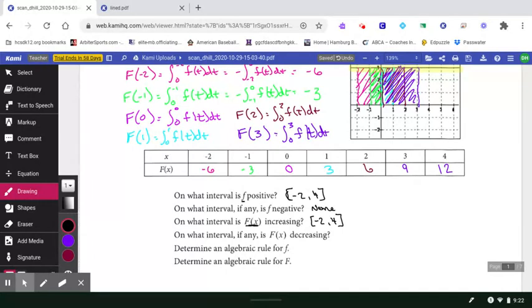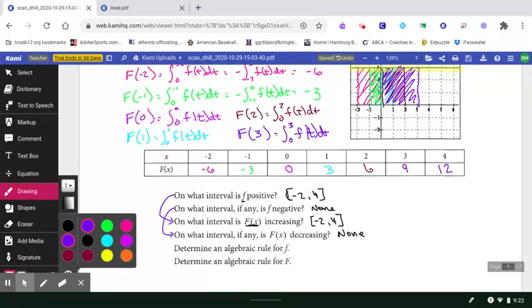Okay, on what intervals is capital F decreasing? We'll say none. And now I think you can start to see the correlation between this first question and the third one. And again, the connection between the second question and the fourth one here.